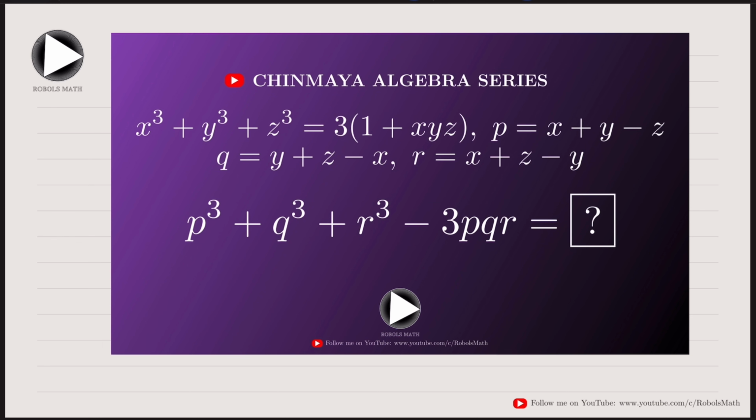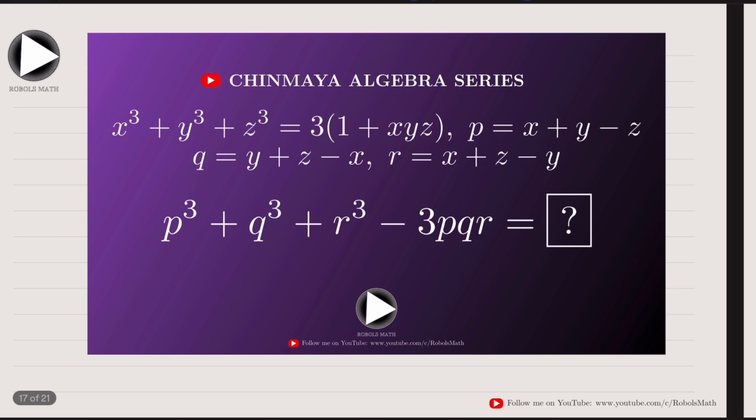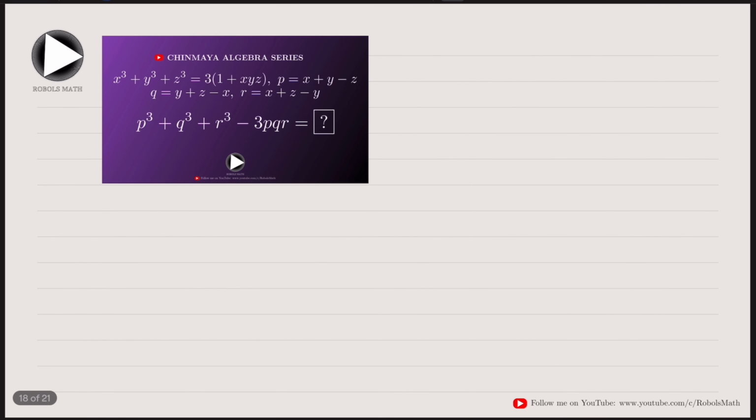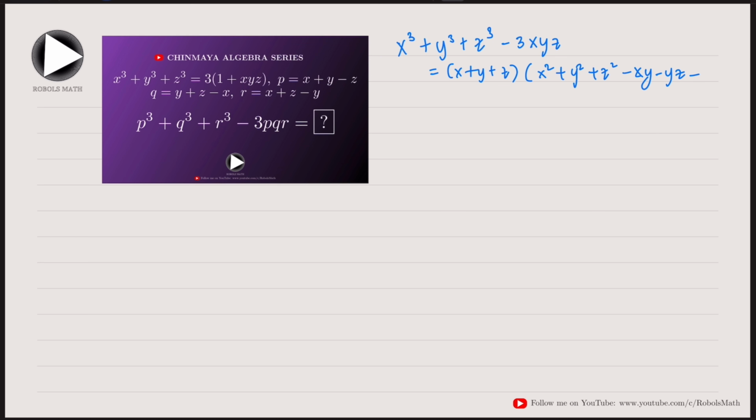For this video, our main solution would focus on one identity, and that identity is that the sum of x cubed, y cubed, and z cubed less thrice their product can be factored as x plus y plus z times x squared plus y squared plus z squared minus xy minus yz minus xz.